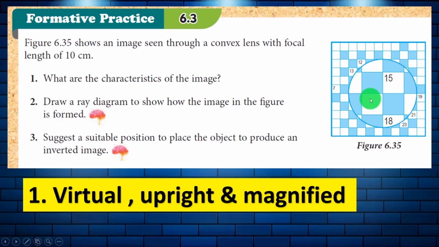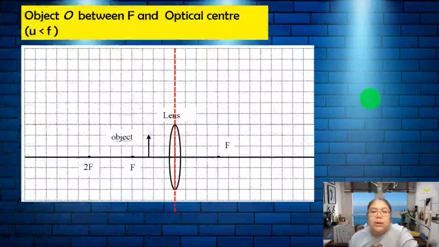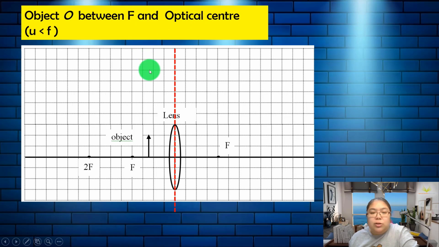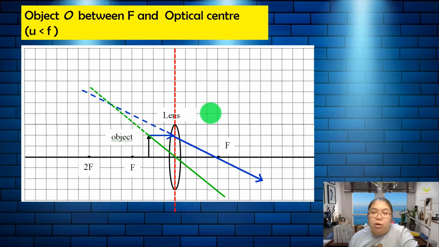Number 2, I need to draw the diagram. This is my setup. You need to draw the diagram for virtual, upright, and magnified. Your object must be in front of F, say U less than F. Now I draw the first ray, go to F, then the third ray. In this situation you need to make it longer, remember, because you want to get the virtual image. Then you cross. So your image must be bigger and also virtual. Then you draw a dotted line. So this is the diagram you need to draw. This is the answer for question 2.